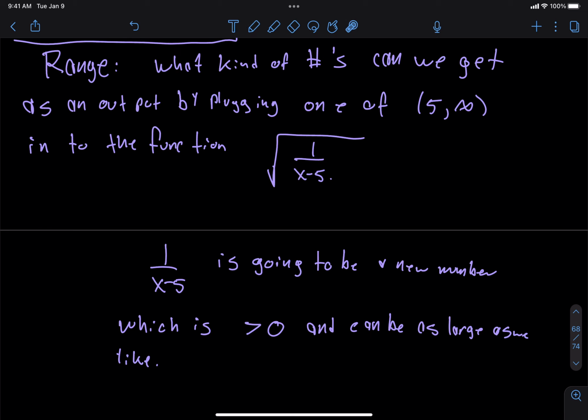So you can loosely think of the range of this function as going from 0 to infinity, basically. So if I take the square root of a number which is between 0 and infinity, what kind of number will I get?